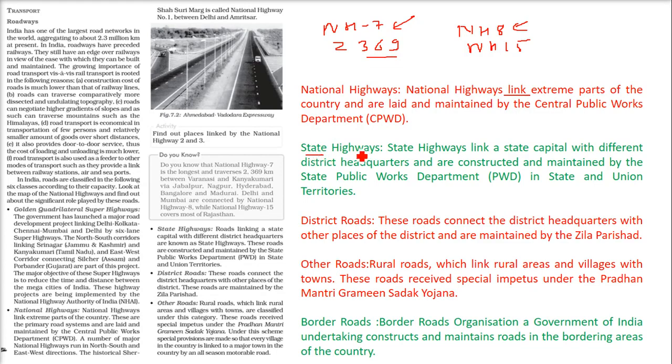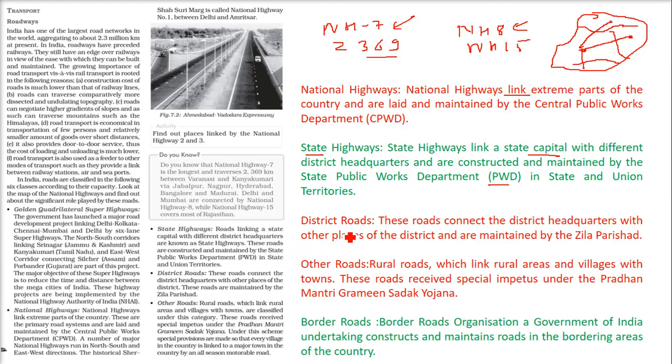Now, state highways means highways within the state. Say you have a state called Uttarakhand, and you have Dehradun, say somewhere here. Because there are so many districts here, the headquarters of all the districts have to be connected to this capital. This is called the state highway. State highways link the state capital, the Rajdhani, with different district headquarters in the same state. They are constructed and maintained by the PWD, that is, the state does it. Say I am talking about Uttarakhand, then the Uttarakhand State Public Works Department will do it for the state and union territory.